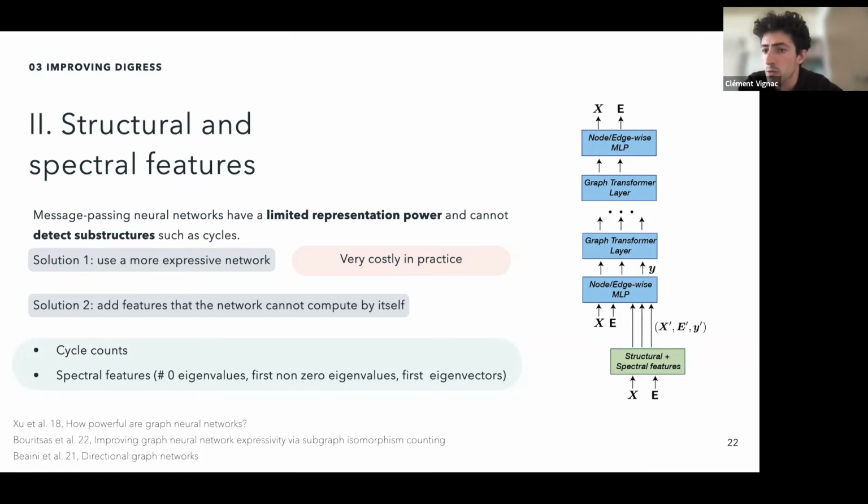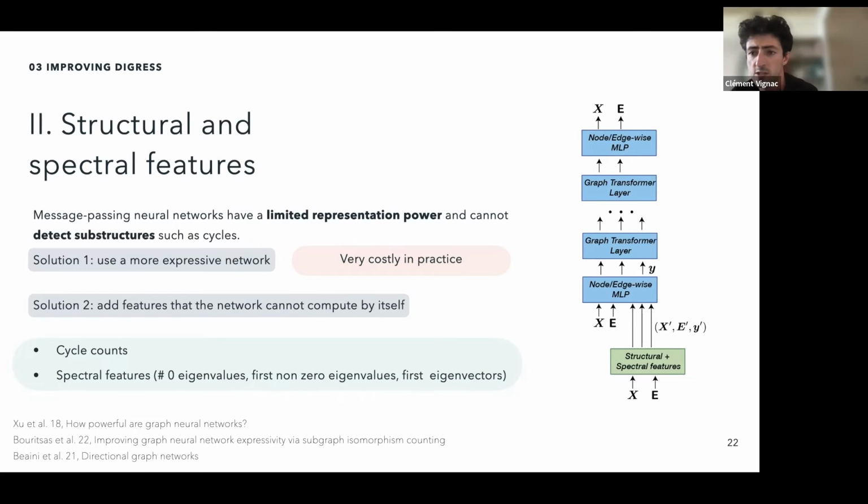So one solution is to use a more expressive network, and I worked on this topic in the past, and I think many other people did, and we all reached the same conclusions, which is that if you want an expressive network and keep permutation equivariance, usually you pay a lot in terms of computational cost. So we went for a simpler solution, which is imperfect, of course.